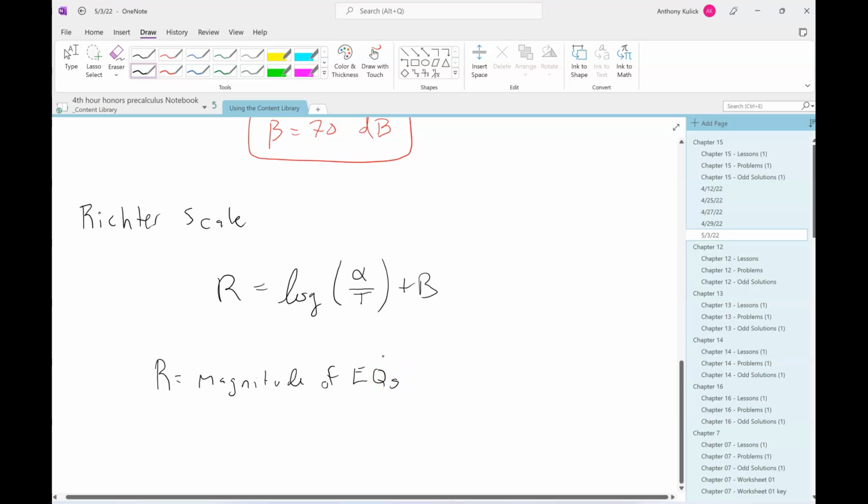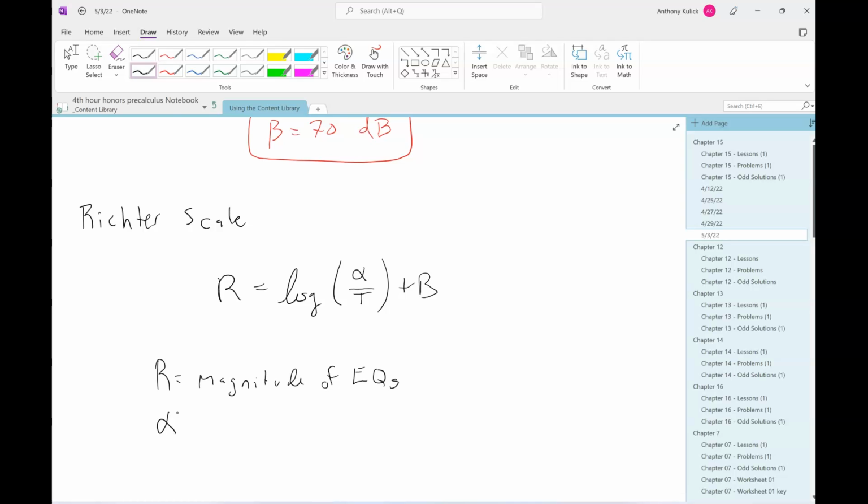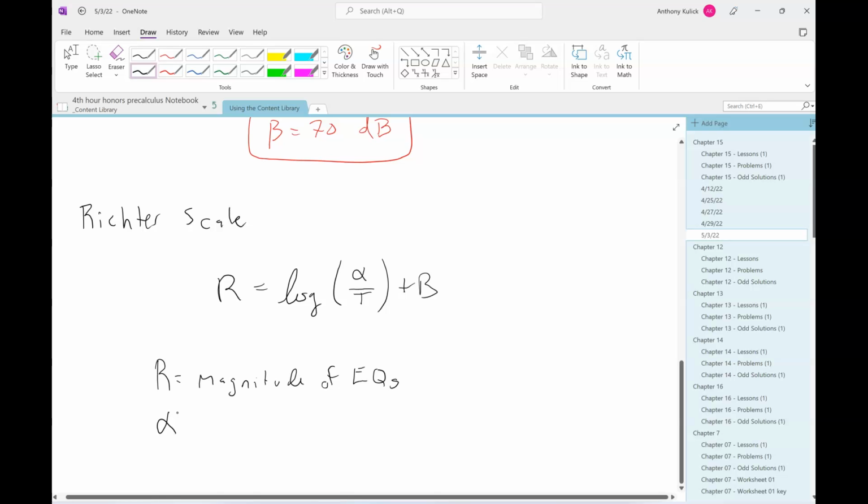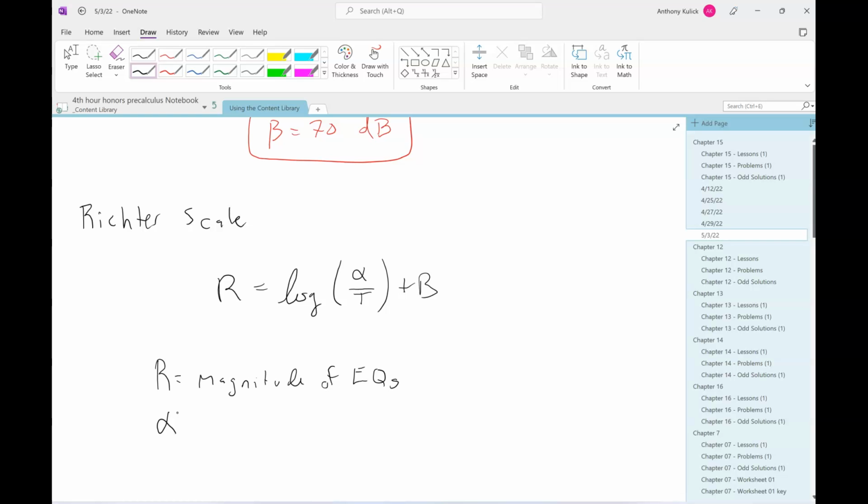And I'm just abbreviating earthquakes with EQ. So when an earthquake happens, you have normal ground, and then the ground goes up and down. The total displacement in either up or down is what alpha is. If we're talking about something that's moving up and down like that, it's really the same thing as a sine or cosine wave.